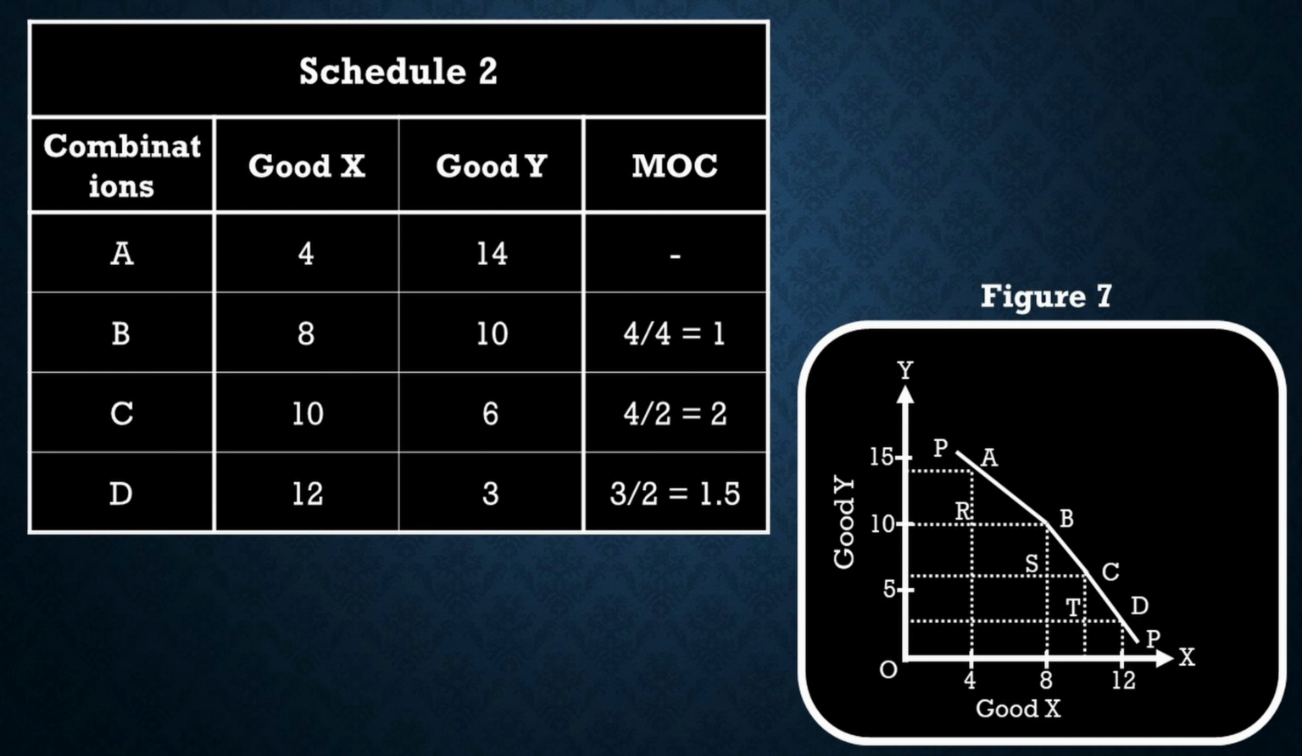When we shift resources from B to C, marginal opportunity cost is BS divided by SC, which is 4 divided by 2 is equal to 2. And when we shift resources from C to D, marginal opportunity cost is CT divided by TD, which is 3 divided by 2 is equal to 1.5.